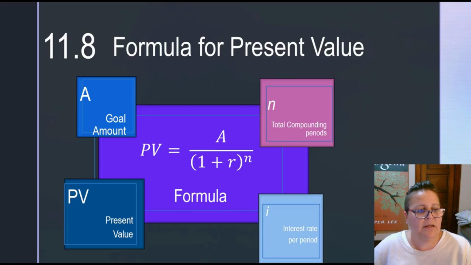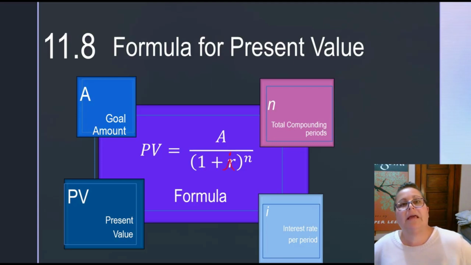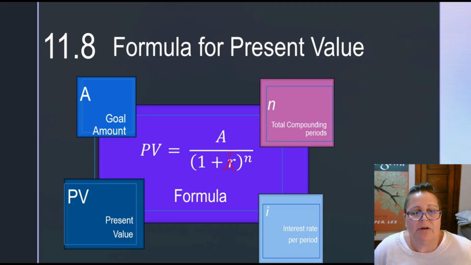1 plus I, interest rate per period, to the nth power. Okay, so everything's the same. Your I, or interest rate per period, is the stated interest rate divided by the number of periods. Your N is the total number of compounding periods. That's the compounding periods in 1 year times the number of years.